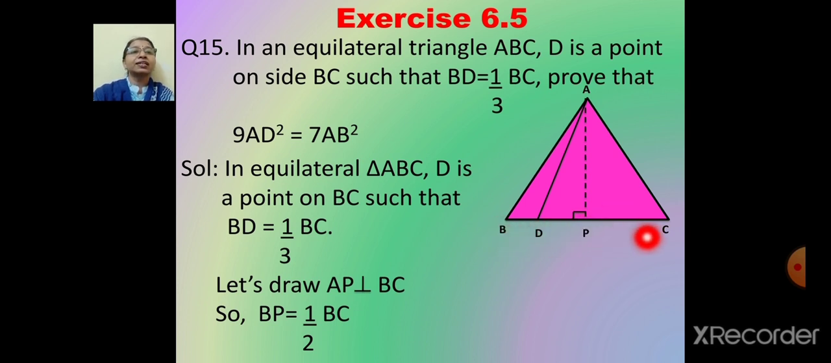So what this altitude will do? This altitude will divide side BC in two equal parts. So by that property, you will get this BP length. This BP length is exactly half of the total BC length. Right? So BP is half of BC. What's the reason? In equilateral triangle, altitude bisects the corresponding side.